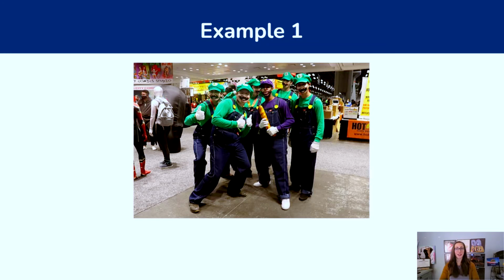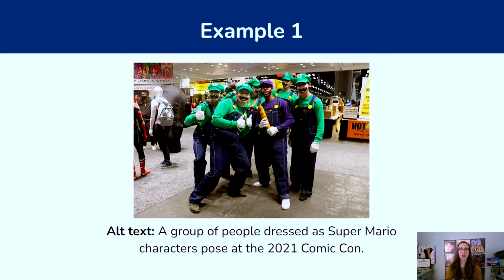So example 1 shows a few Luigis and one Wario. Let's say this image exists in a blog post about a trip to Comic-Con in 2021. If I were writing this alt text, it might include something like a group of people dressed as Nintendo characters pose at the 2021 Comic-Con. I could also write several people at Comic-Con were dressed as characters from Nintendo Super Mario games. There are a lot of ways that this could be phrased, but these 2 options are both detailed and concise.